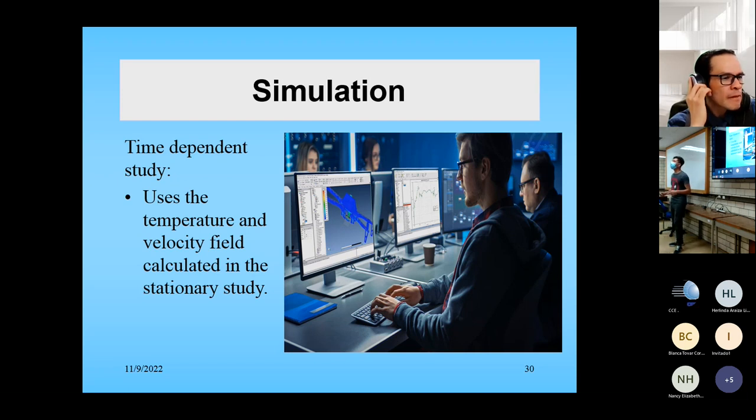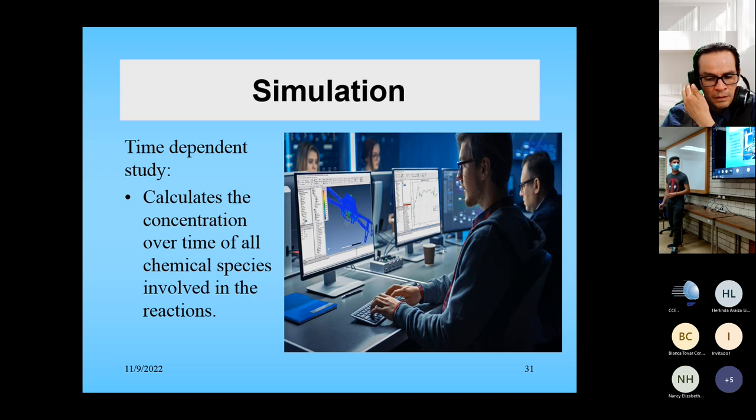But why are we doing this? I forgot to say it in the fluid model: we are just considering changes of density in the fluid only due to the difference of temperature. This causes the hottest parts of the fluid to become less dense. The colder part of the fluid starts exerting a force on the less dense fluid, and a process of natural convection flow starts. Also, the time-dependent study calculates the concentration over time of all the different chemical species involved in the reactions.